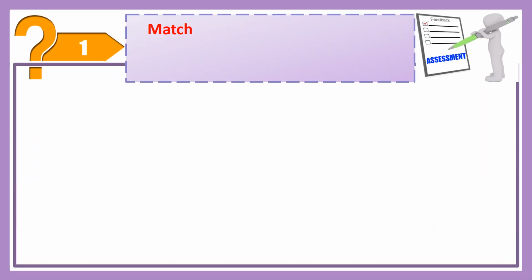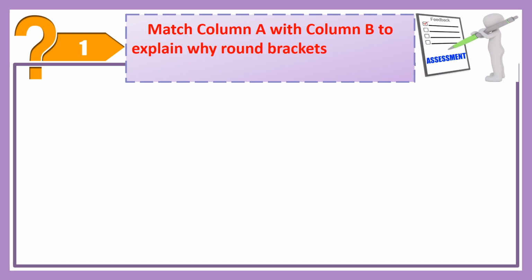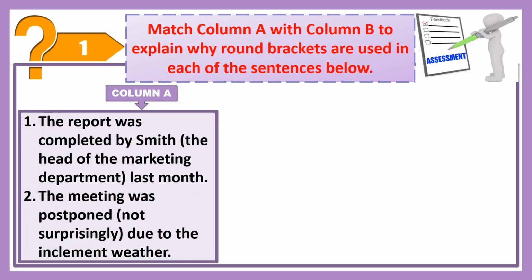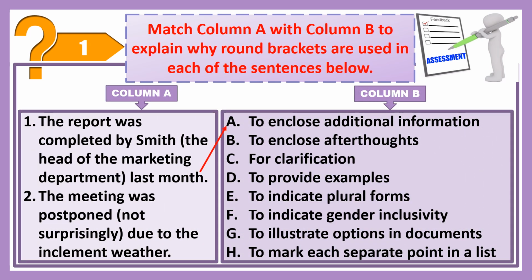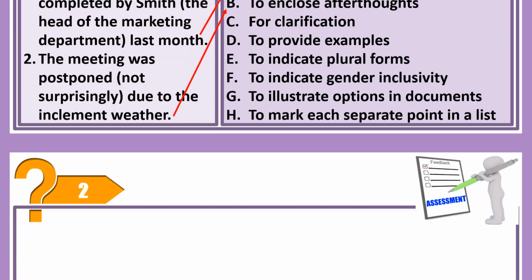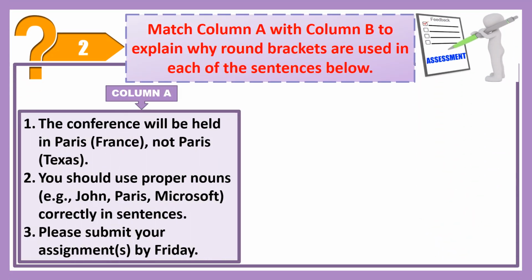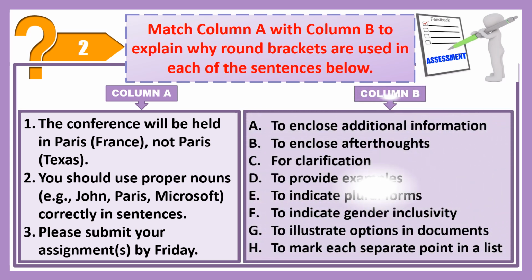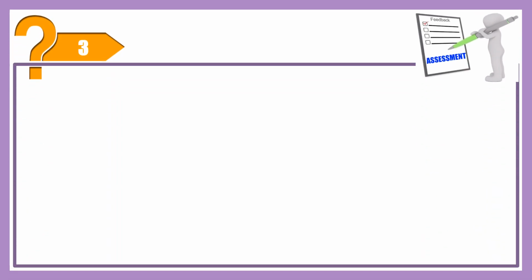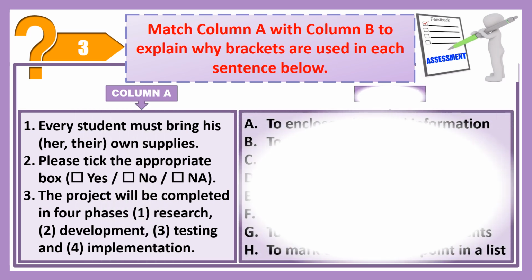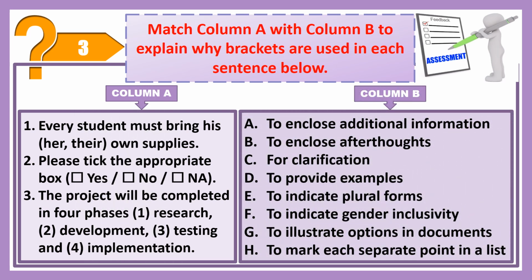Question 1. Match column A with column B to explain why brackets are used in each sentence below. 1 matches with A, 2 matches with B. Question 2. Match column A with column B to explain why brackets are used in each sentence below. 1 matches with C, 2 matches with D, 3 matches with E. Question 3. Match column A with column B to explain why brackets are used in each sentence below. 1 matches with F, 2 matches with G, 3 matches with H.